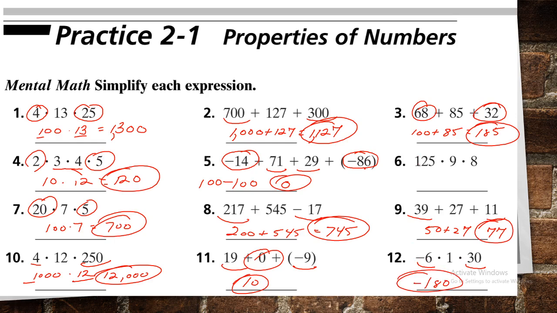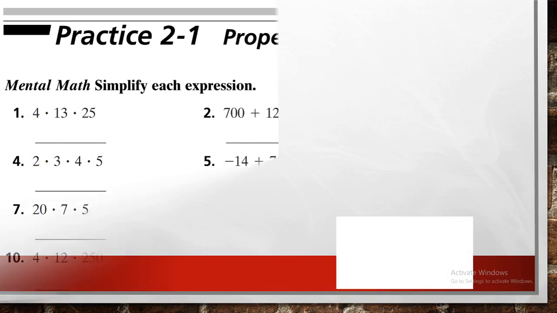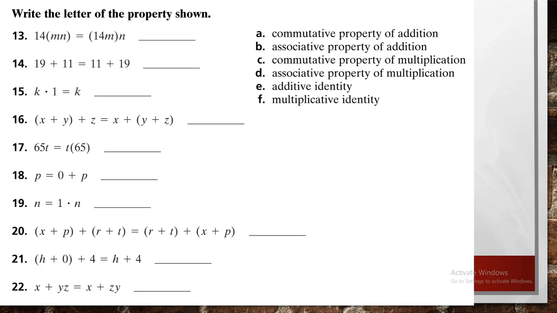So let's go back to the tough one. 125 times 8. Well, what's 100 times 8? It's 800, right? And what's 25 times 8? Well, that's 200. So 125 times 8 is 1,000, times 9 is 9,000. That was tricky. All right. Let's go to the next section and see how you did here.